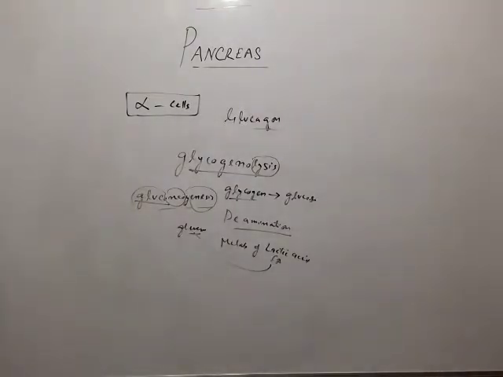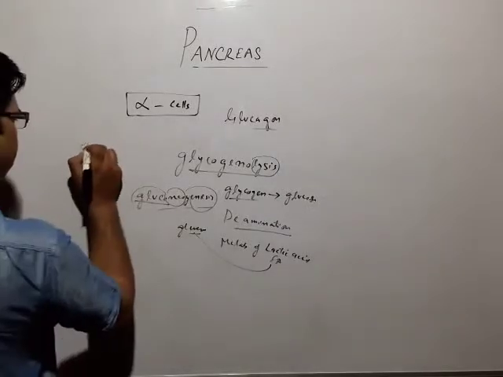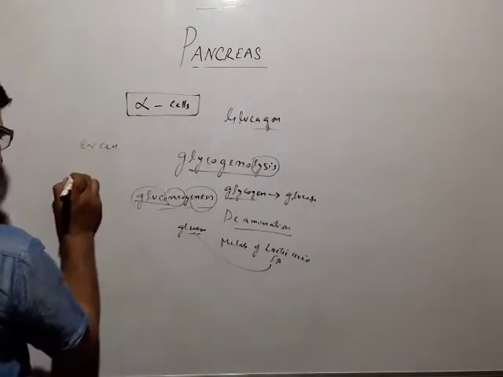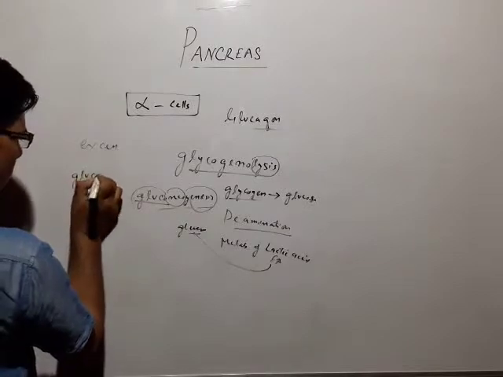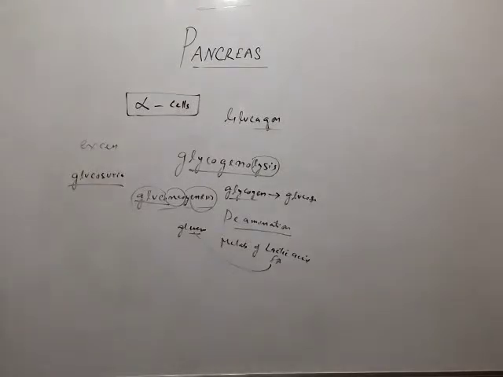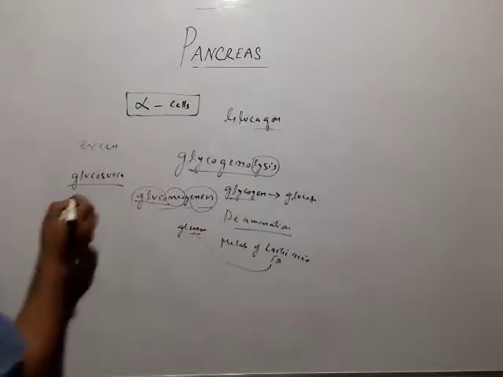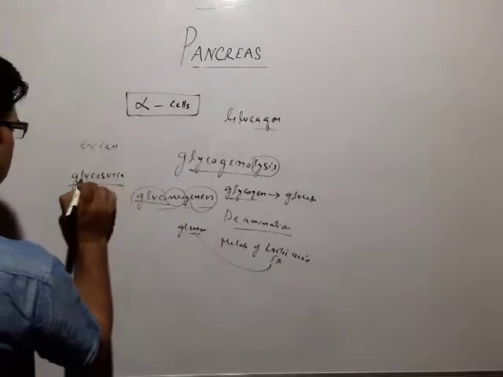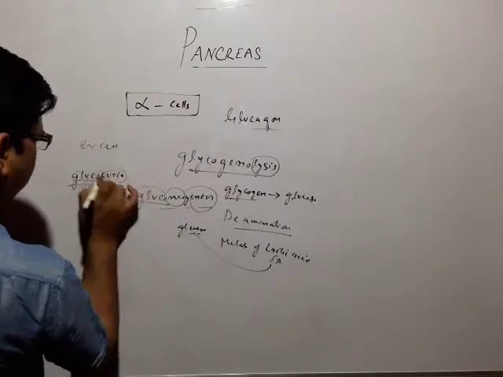I have used many terms, please remember those. Now if glucagon is produced in excess, it creates glycosuria, that means high glucose in urine. Glyco means glucose, uria means in urine.